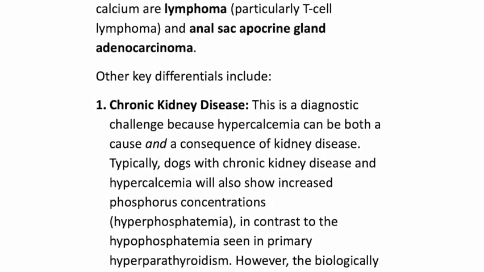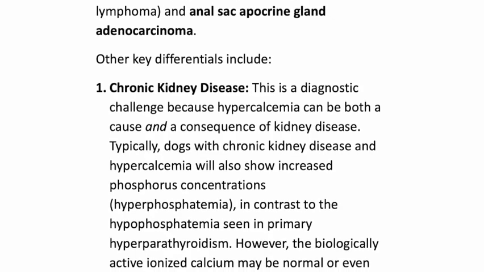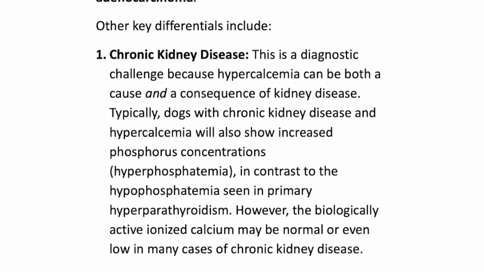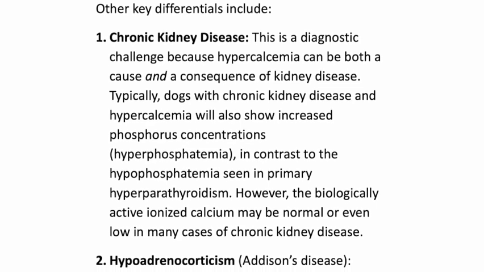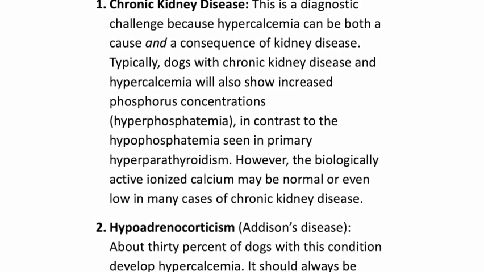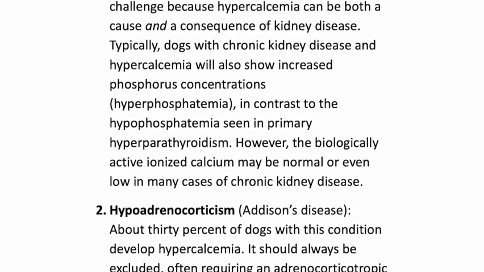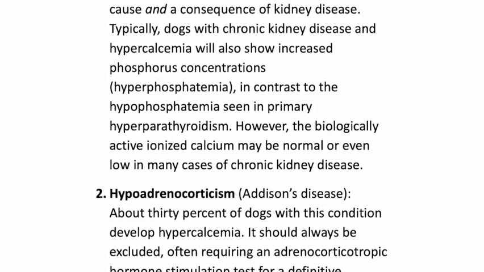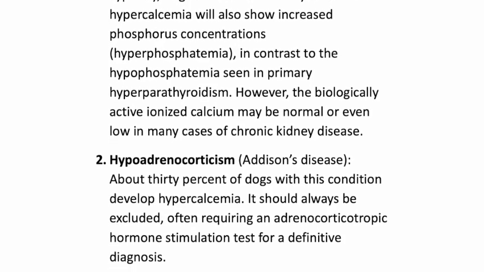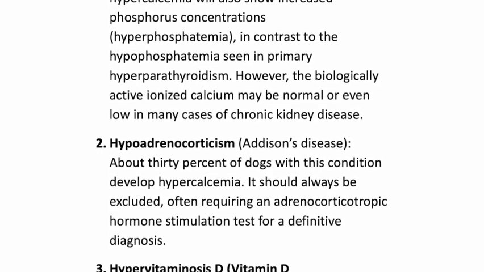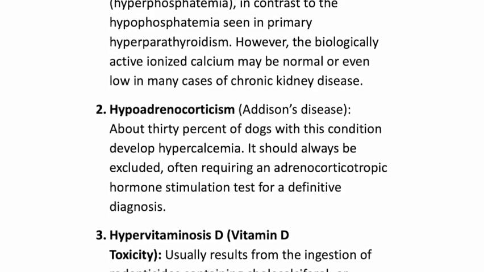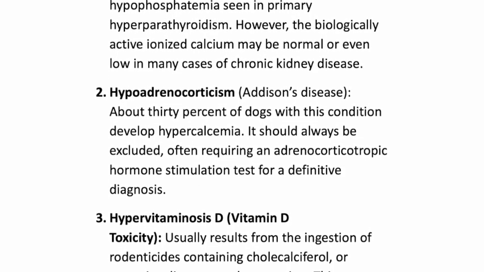Other key differentials include: 1. Chronic kidney disease. This is a diagnostic challenge because hypercalcemia can be both a cause and a consequence of kidney disease. Typically, dogs with chronic kidney disease and hypercalcemia will also show increased phosphorus concentrations, hyperphosphatemia, in contrast to the hypophosphatemia seen in primary hyperparathyroidism. However, the biologically active ionized calcium may be normal or even low in many cases of chronic kidney disease.